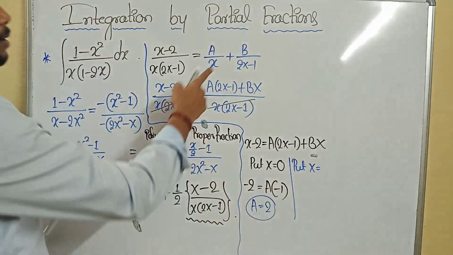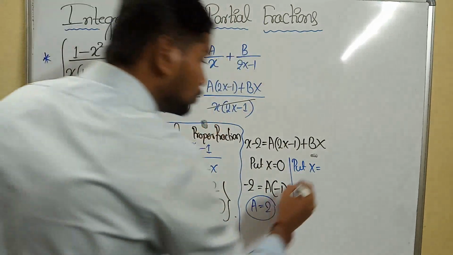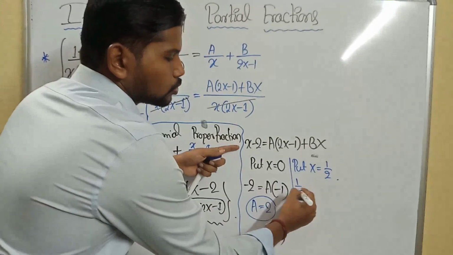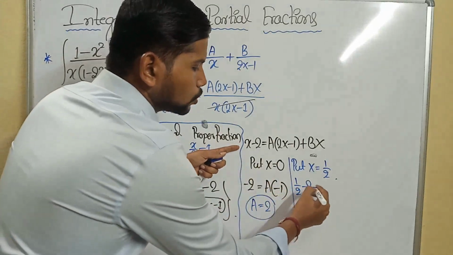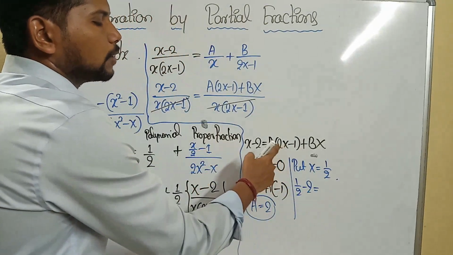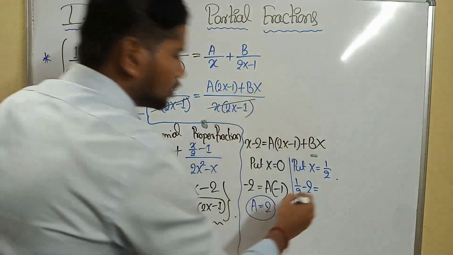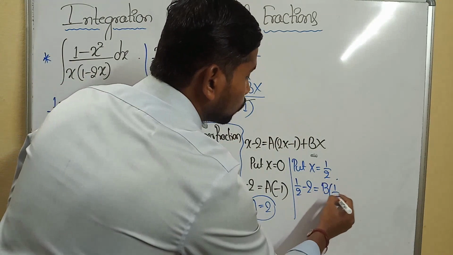X value will be 2x minus 1 equal to 0. X equal to 1 by 2. I need to write, means x value I need to substitute 1 by 2 minus 2. If I am going to substitute here 1 by 2, 1 by 2, 2 to cancel. 1 minus 1 will be 0. Whole a part will be 0. Now it will be into 1 divided by 2.